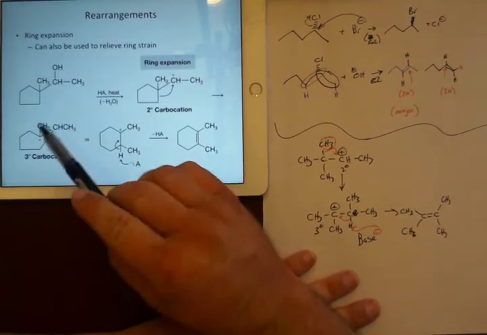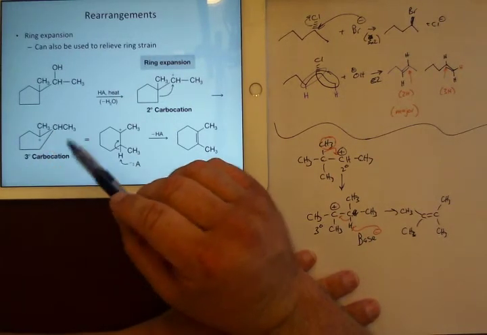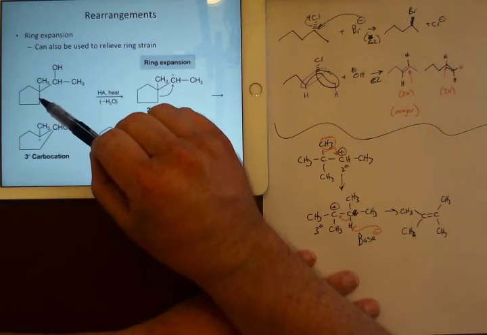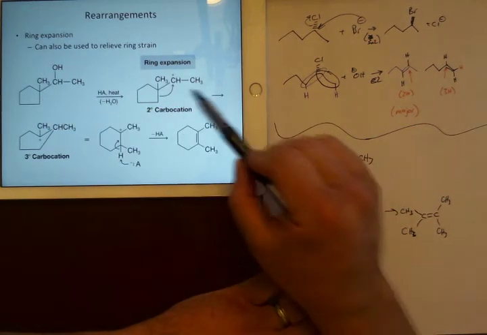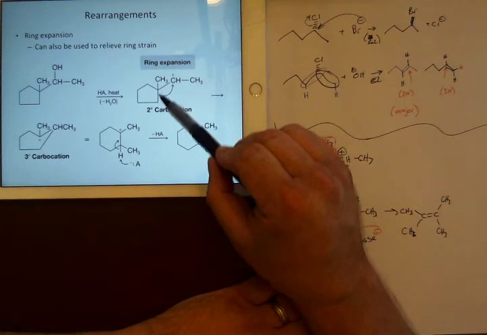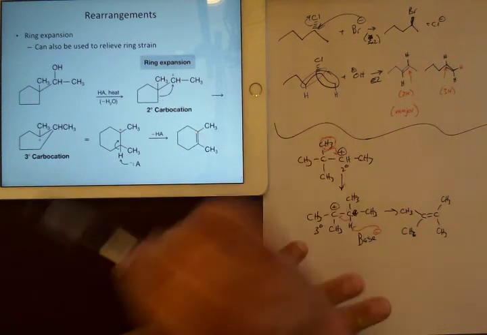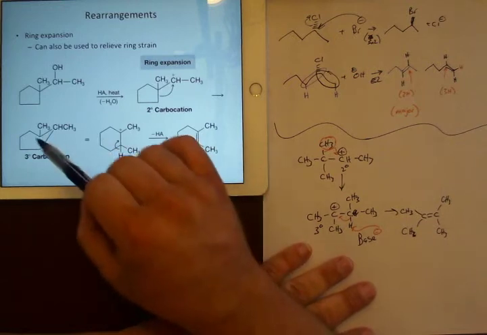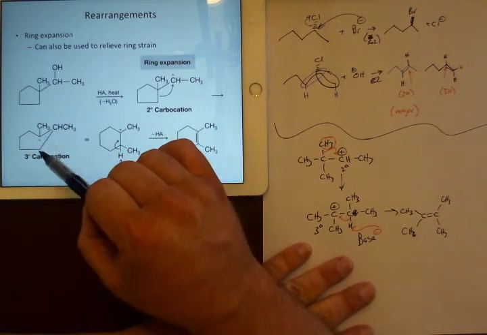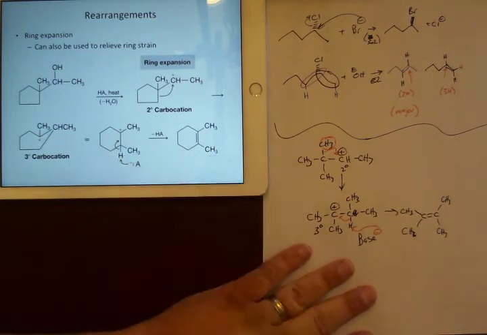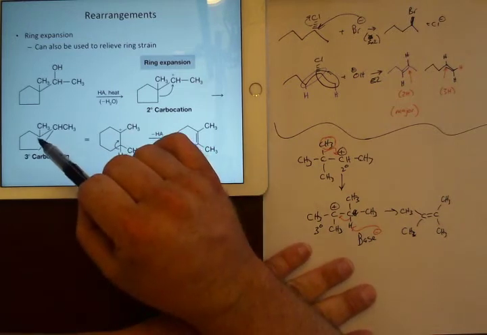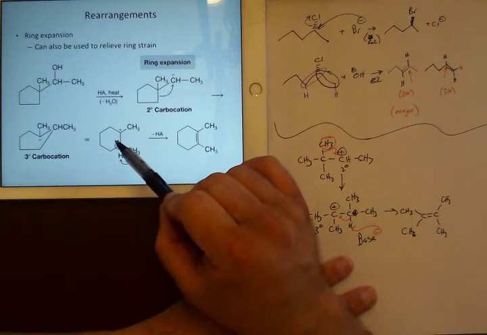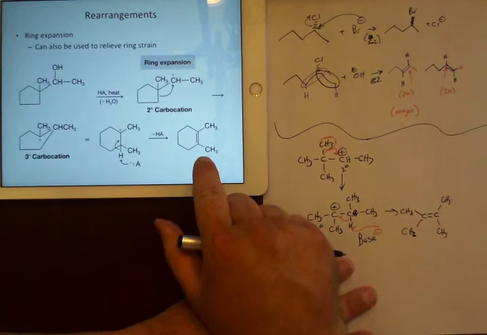You can also get ring expansion, stuff like that. So you can break the ring and actually move this carbon-carbon bond. It's no different than a methyl shift, but you can shift this over, and you end up with this, which is 1, 2, 3, 4, 5, 6 six-membered ring. But now your carbocation is on a tertiary carbon.